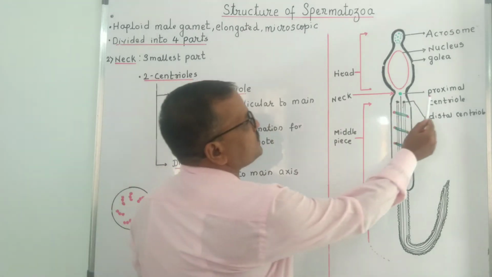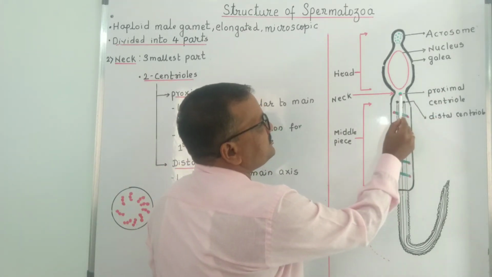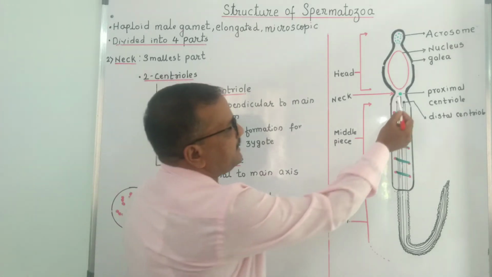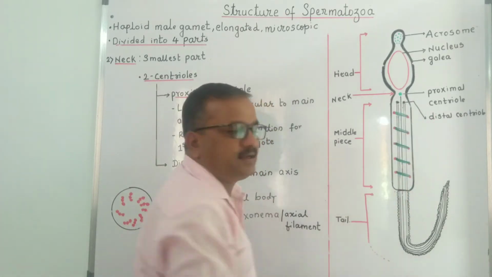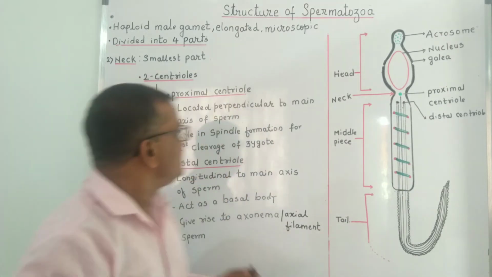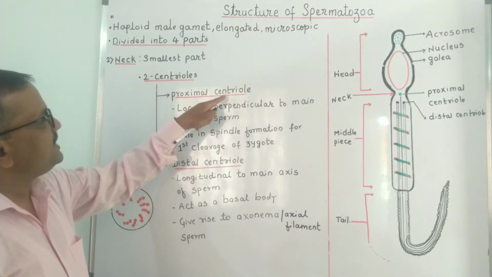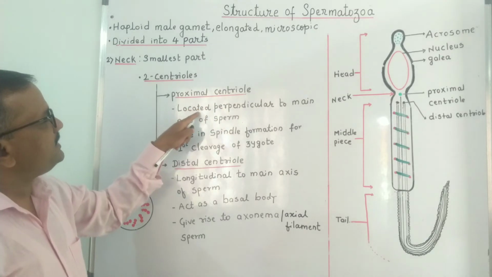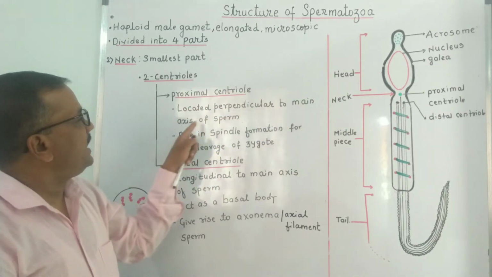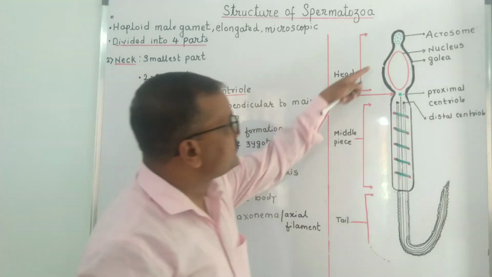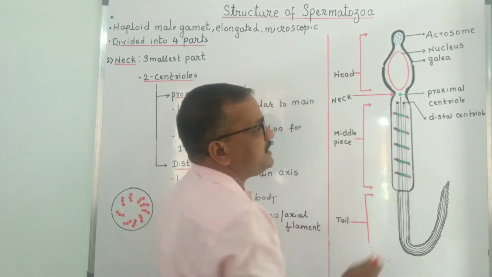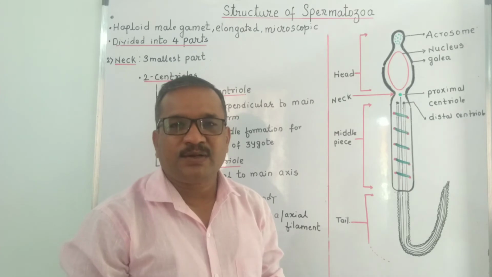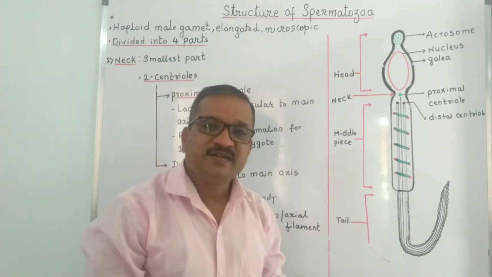Number one is the proximal centriole, which is shown in green color, and next to it is the distal centriole, which is shown in black. Two spots are present. So here this proximal centriole is located perpendicular to the main axis of sperm. As you see the structure of sperm, the proximal centriole is present perpendicular to the main axis of sperm.